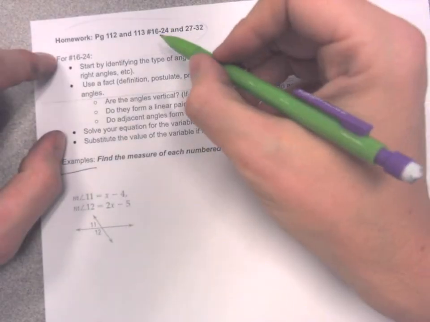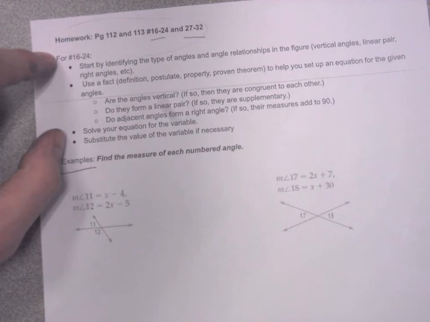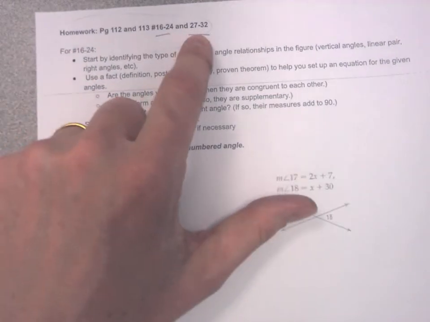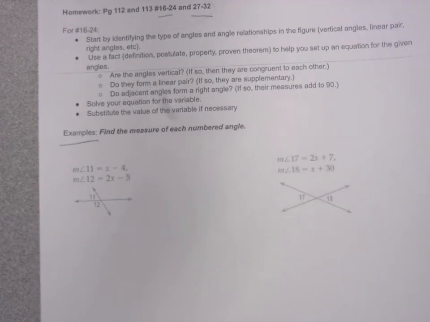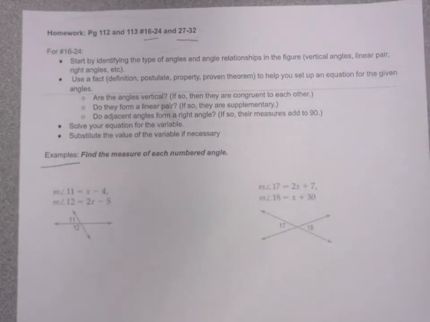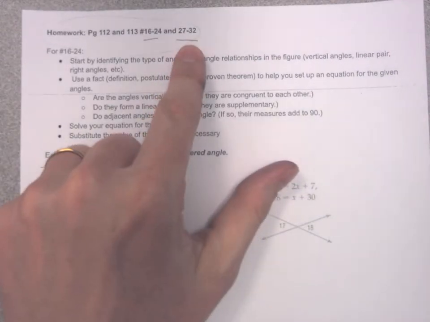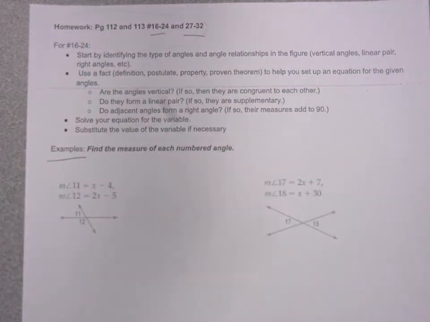Now there's two problem sets. You got to do 16 through 24, and then later you got to do 27 through 32. And 27 through 32 are kind of like true-false questions. But instead of being true-false, you say it's sometimes true, it's always true, or it's never true. So it's like a true and false question, but with 3 options instead of 2. Those are pretty self-explanatory.